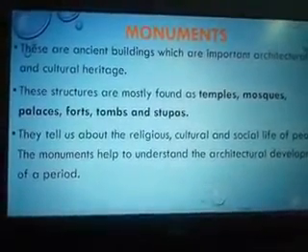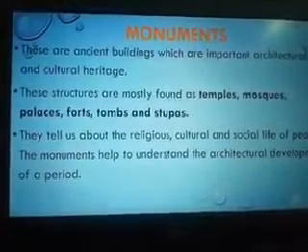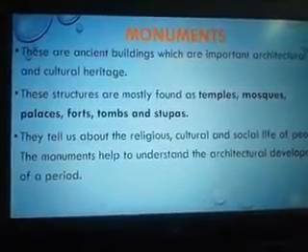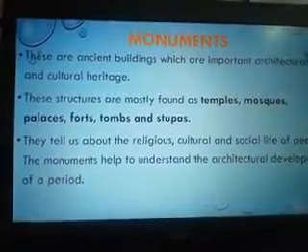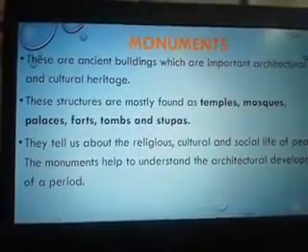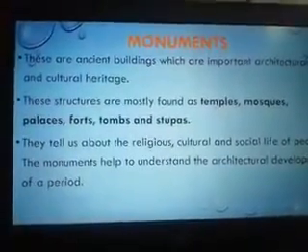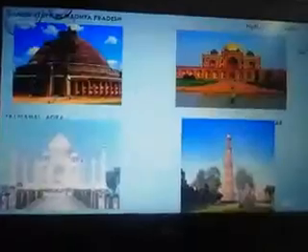When we study these monuments, we get to know about the type of materials commonly used for construction during that time. At the same time, we also get to know about the style and design prevalent at that time. They tell us a lot about the religious, cultural and social life of the people. Now, here are a few examples for the same.